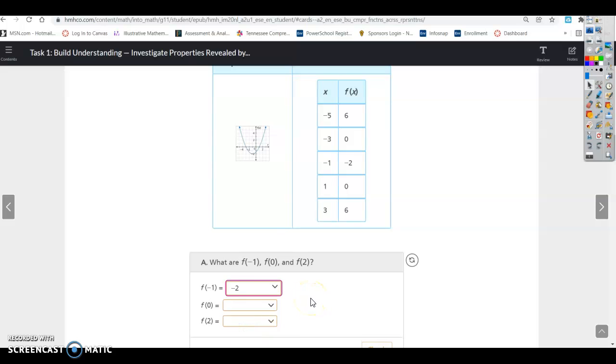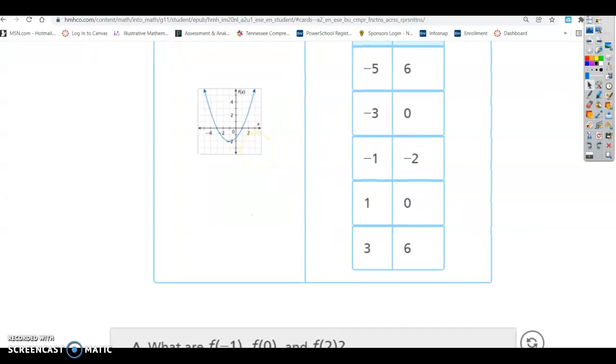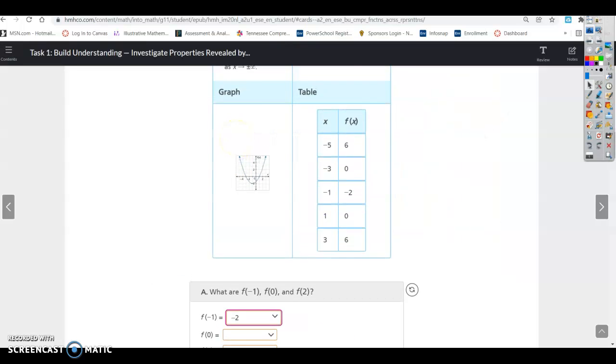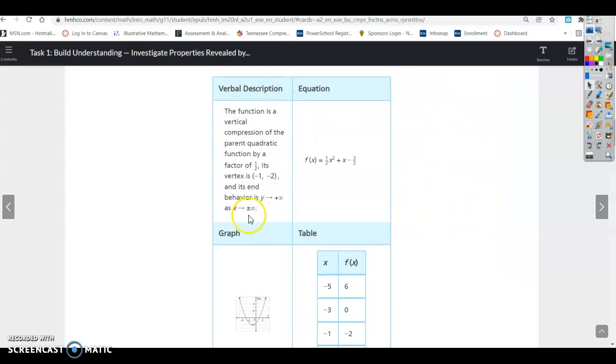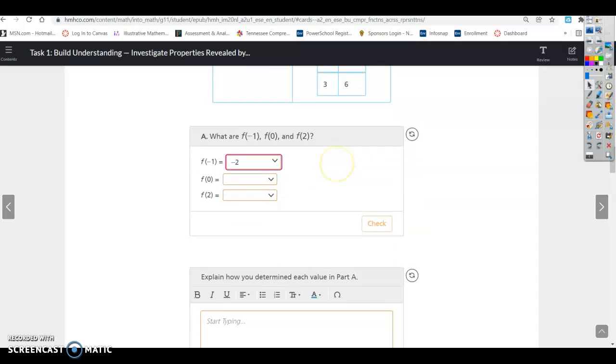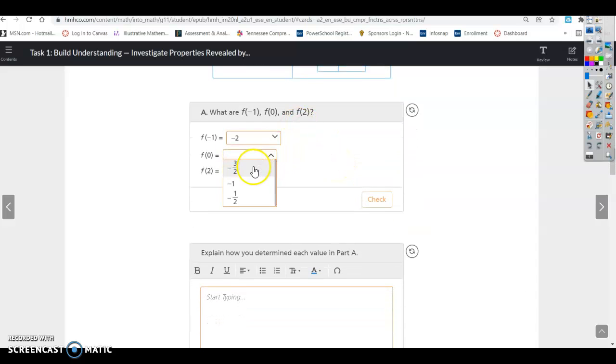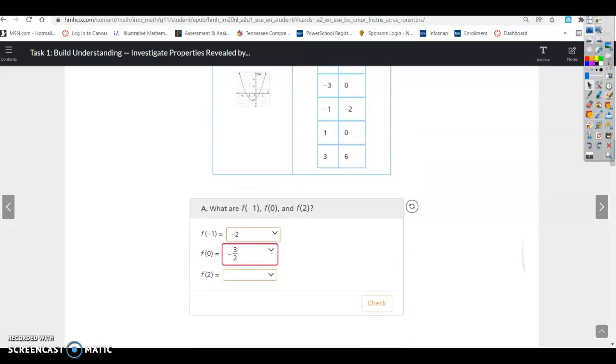Now f of 0. This one does not have a 0 in the table. We could maybe identify it from the graph, but it looks like it goes through a fraction, not a whole point. So let's look up here and see. It doesn't give it to us in the verbal description, but we can plug any value in for x and solve. So 0 squared is 0, times anything is 0, plus 0. So this one is going to be negative 3 halves if we plug 0 in for x. So negative 3 halves would go here. And again, that's just plugging in 0 for our x value.